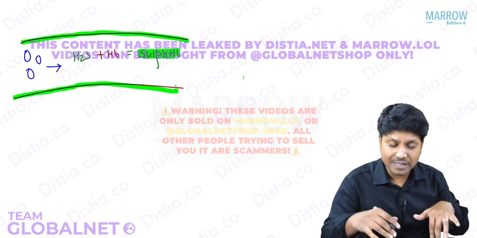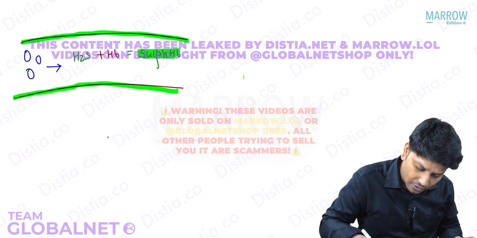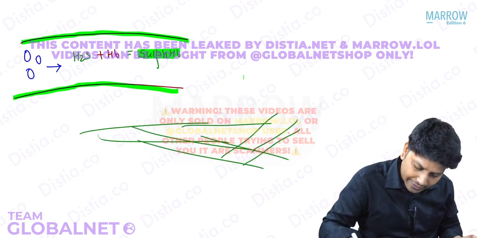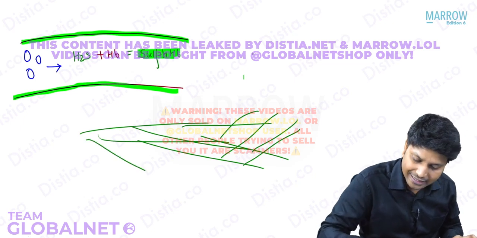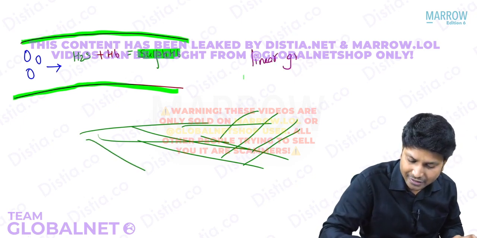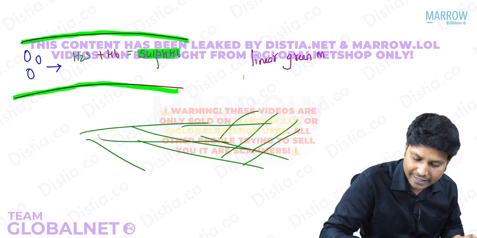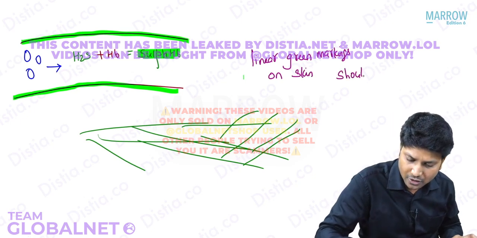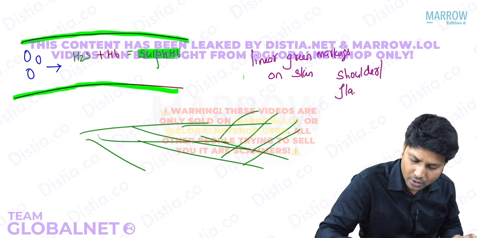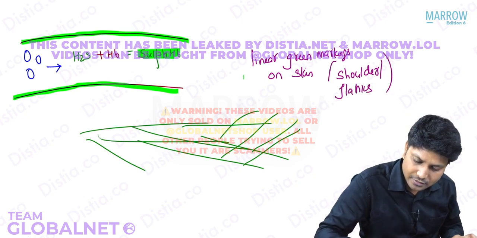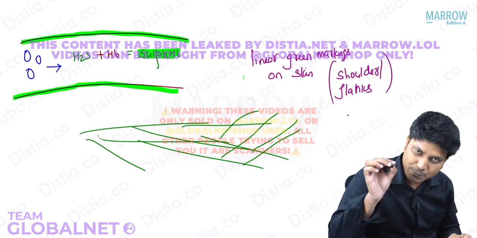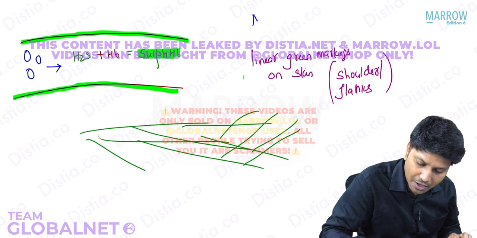So when you see from outside, you would be able to find something like this. On the skin, you can see linear green color markings. Particularly, it is seen on the flanks. It is seen on the shoulder. All these regions you can see very prominently. If you see linear green color markings like this, do remember this specific phenomenon is called marbling.